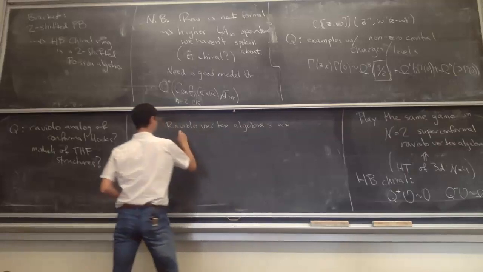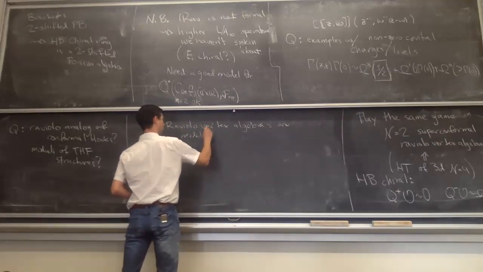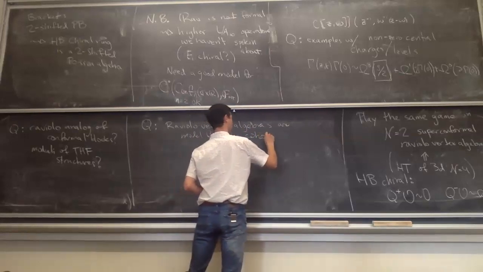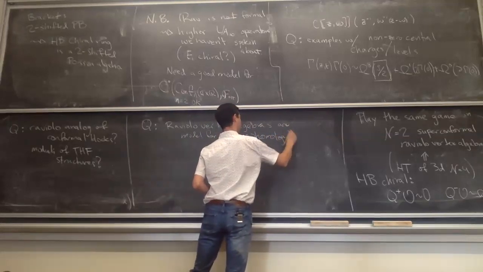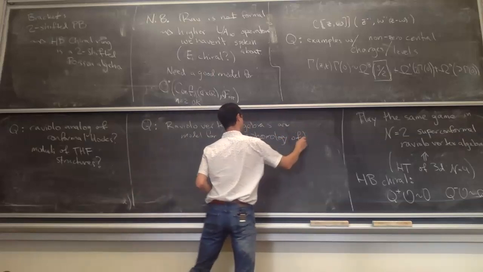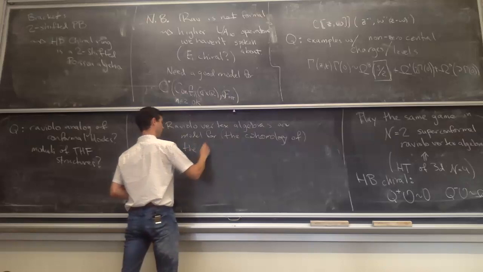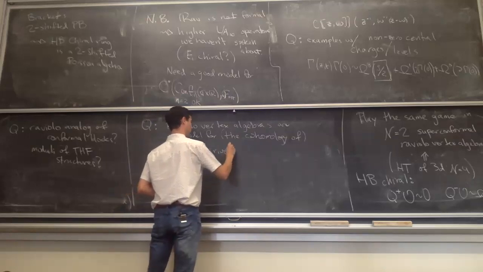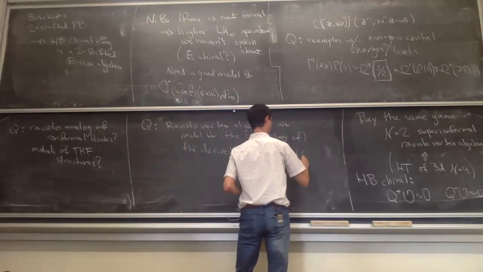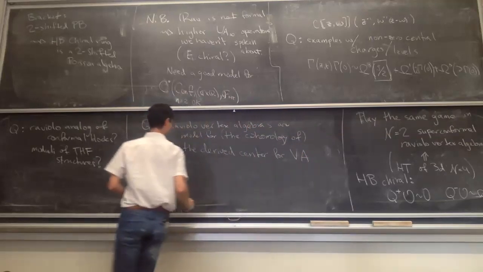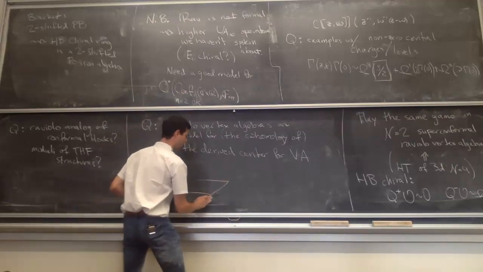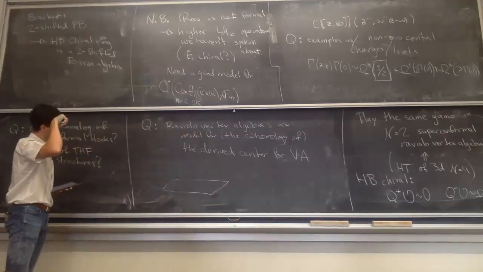Well, they're a model for the cohomology of the derived center vertex algebra in the usual sense. And this is directly analogous to the usual statement about Hochschild cohomology.